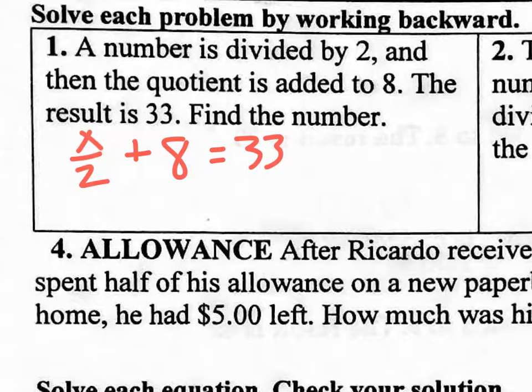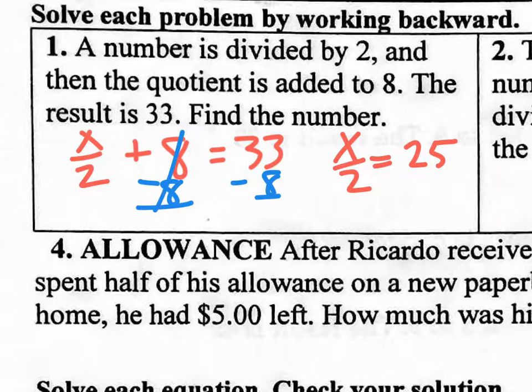Now some of us might be thinking, oh, I have a fraction right here. I need to get rid of it by multiplying everything by 2. Okay, you could multiply everything by 2, but it's a little easier to get rid of the 8 first. 8 take away 8 is easy, it cancels out. And 33 take away 8, what you do to one side, you do to the other. You're going to have a new equation that says x over 2 equals, what is that, 25?